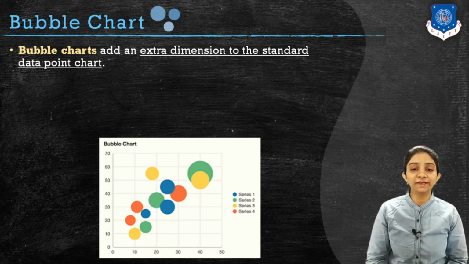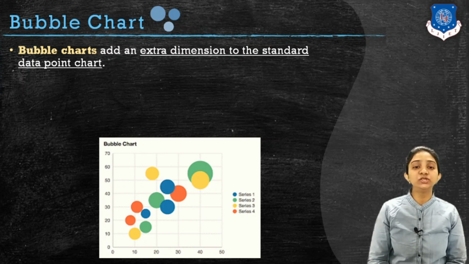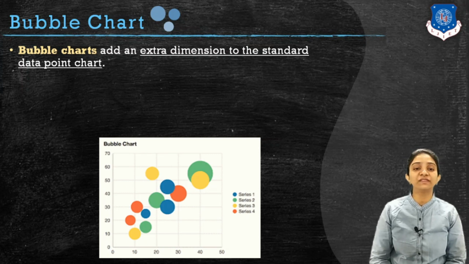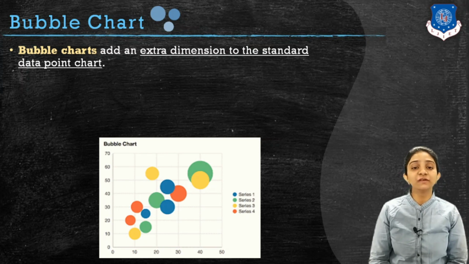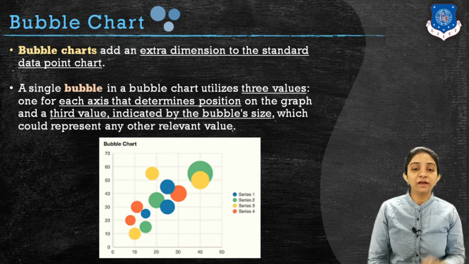Now let us see what a bubble chart is. A bubble chart is basically adding one extra dimension over a data point chart. Remember, a data point chart is used when we have two axis values, both numeric. That means we have numeric values over the x-axis as well as over the y-axis. If we have a third axis, which is also representing information in numeric form, that can be represented with a bubble chart. In a bubble chart, a single bubble denotes three values.